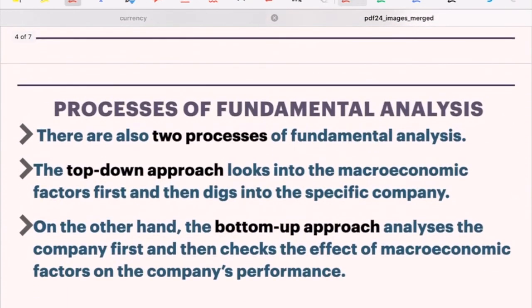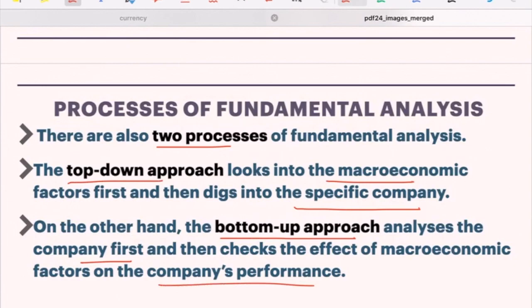While analyzing the share, we have two processes. One is the top-down approach, another one is the bottom-up approach. In the top-down approach, we first see the macroeconomic factors, then we see the specific company. But in the bottom-up approach, we analyze the company first and then we see the factors that affect the company's performance.